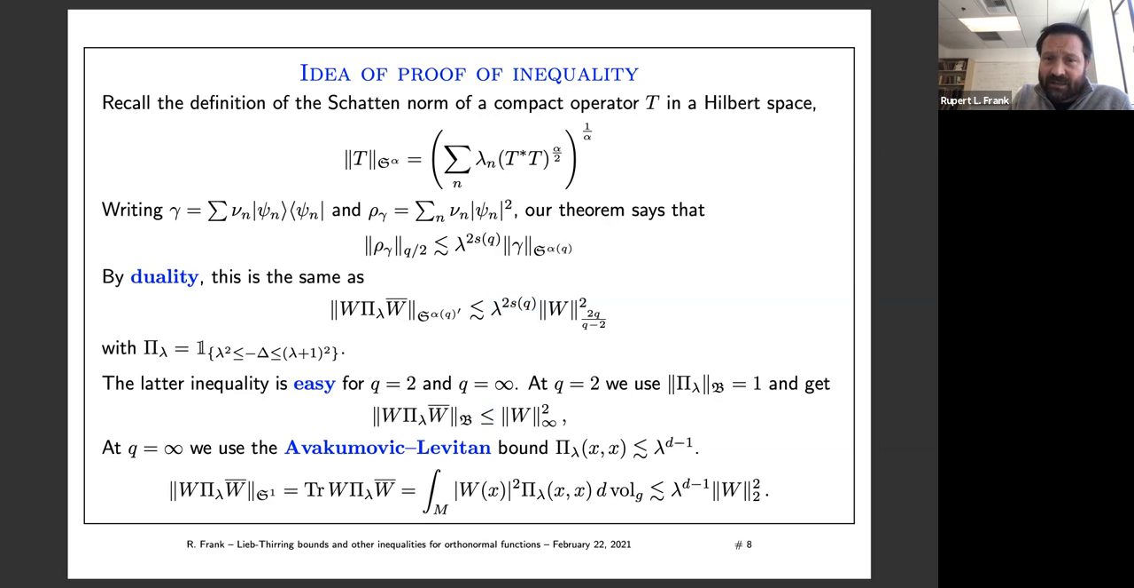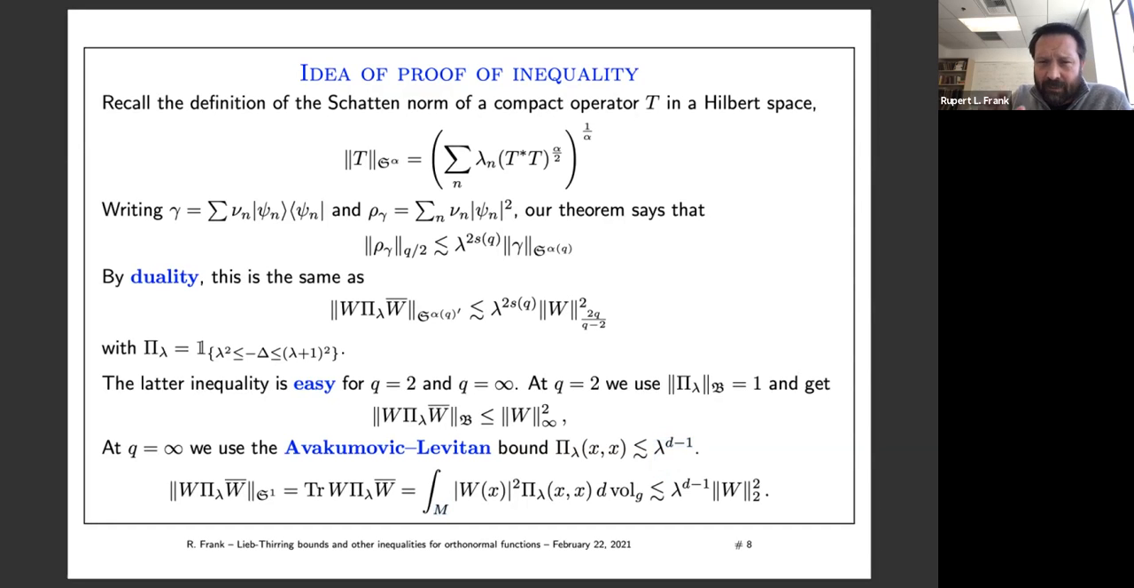The other case that I mentioned that is simple is the case where Q is equal to infinity. When Q is equal to infinity, when you look at this Schatten exponent on the left side, that's the trace norm. Since this operator is non-negative, that's really just the trace, which you can write out as an integral over the diagonal. Now you use this Avakumovic-Levitan bound, which says that this projector on the diagonal is bounded by lambda to the d minus 1. And that's it. Then you have the L2 norm of the function left over, and that's the desired bound.